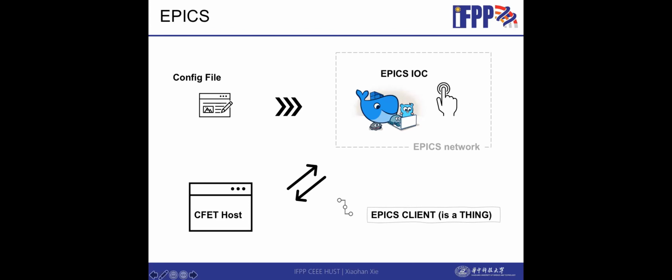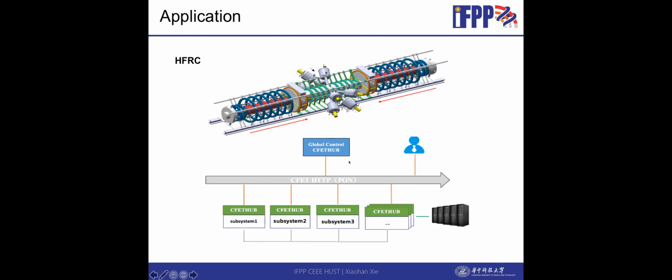The user does not need to know how to build the EPICS server. Through the CFAT client, users can easily read and write PVs. If the value of a PV changes, it will also publish a CFAT event. Well, let's talk about the application of CFAT in the end.